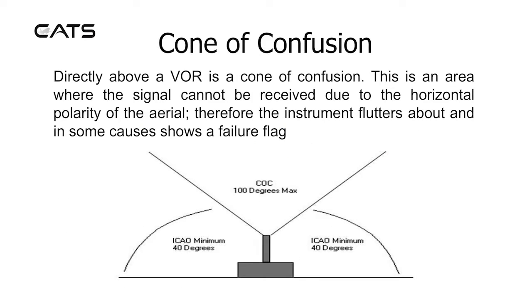The cone of confusion. Directly above a VOR is a cone of confusion of size 100 degrees. This is an area where the signal cannot be received due to the horizontal polarity of the aerial. Therefore, the instrument flutters about and in some cases shows a failure flag.